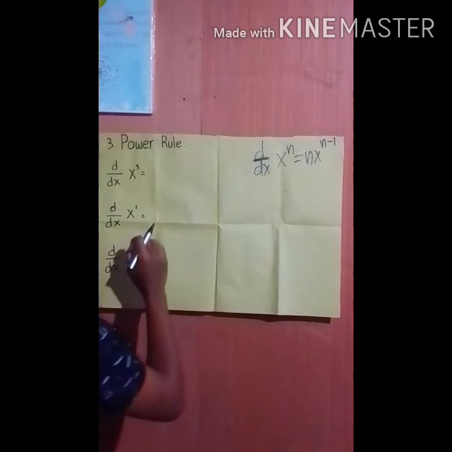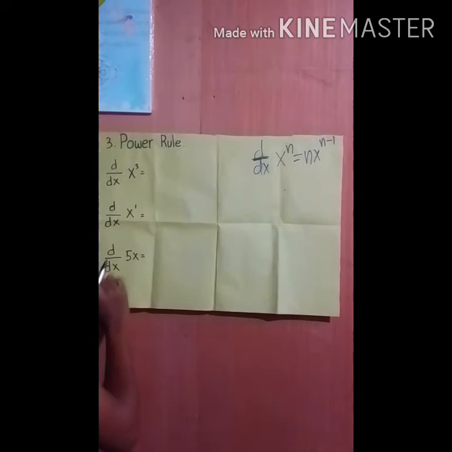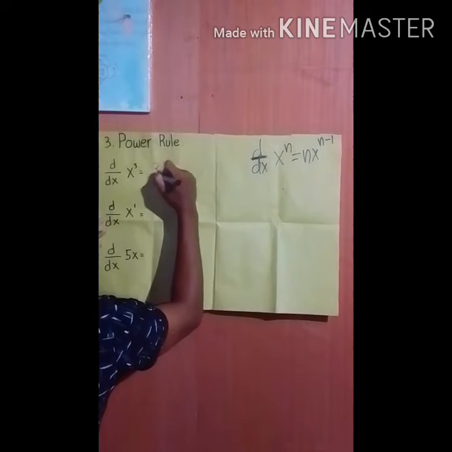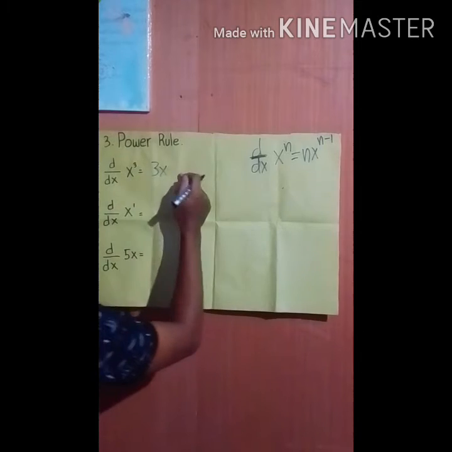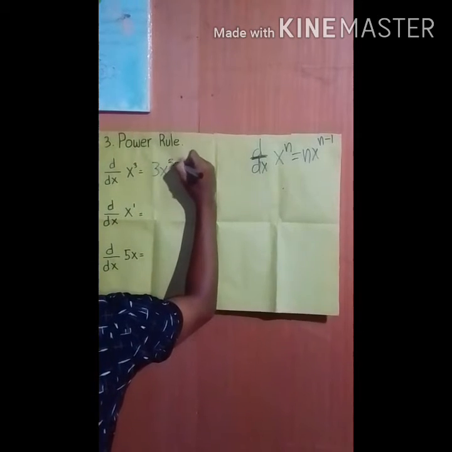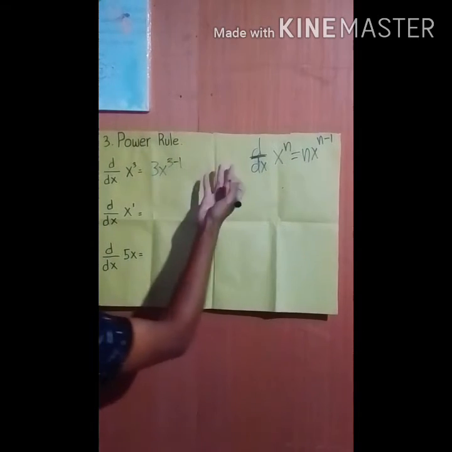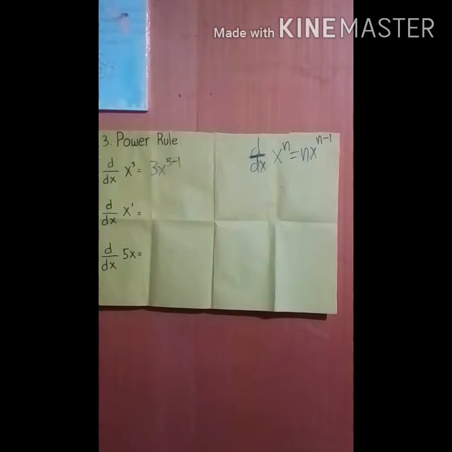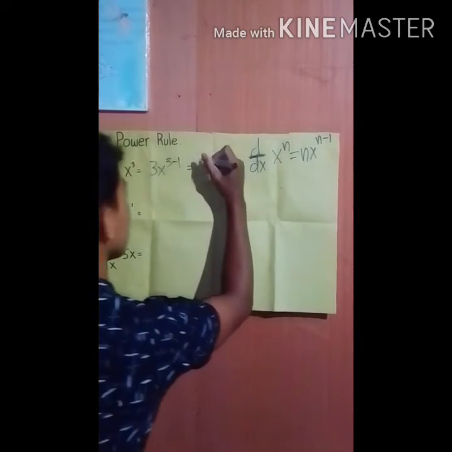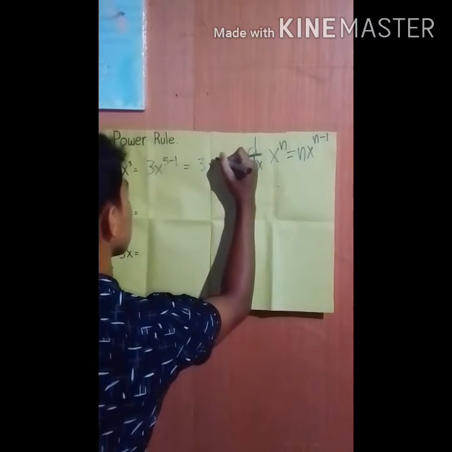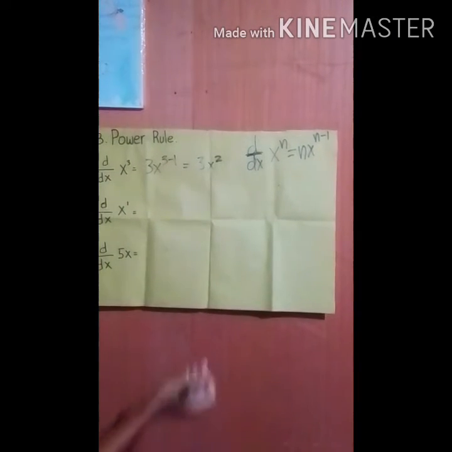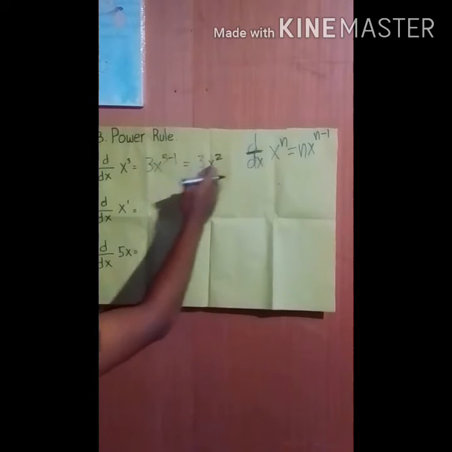So the derivative of x cubed. Bring down 3, then copy the x. Then 3 minus 1, because the formula is this. So the answer is 3x squared. So 3 minus 1 is 2.